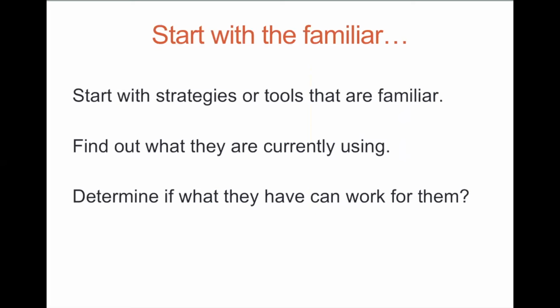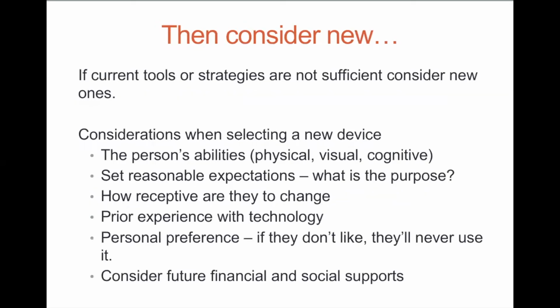And then determine if what they have can work for them. So maybe a free app on there, or maybe they have a really hard time staying on task, and maybe the timer that's built in is all they need. Or maybe the egg timer that's in the drawer is all they really need for that skill, for that bit of help. Use what you got, is really the thing. But then consider maybe some new stuff. If it's not sufficient, start thinking about some new ones.